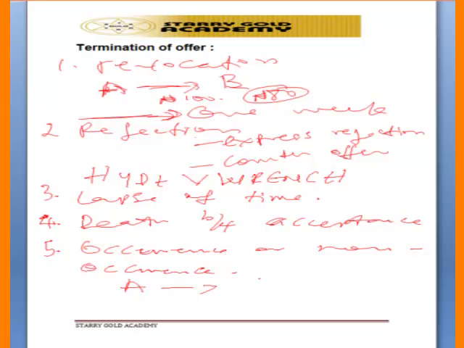If Mr. A should tell Mr. B that he will leave the offer open for the whole of the rainy season, it means that after the rainy season, the offer lapses. So that is what we call occurrence or non-occurrence of condition, which terminates an offer. So we have these 5 that terminate an offer: revocation, rejection, lapse of time, death before acceptance, and occurrence or non-occurrence of condition.